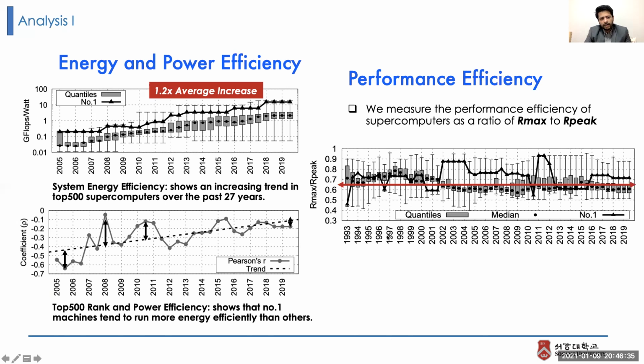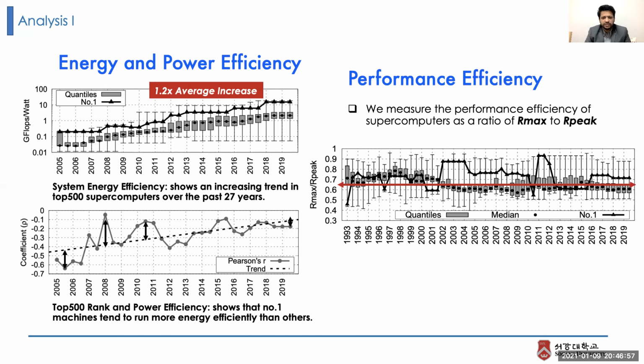Next, I will show the trend in annual performance efficiency of supercomputers. Performance efficiency is defined as the ratio of Rmax to Rpeak, which is basically the performance achieved after running the HPL benchmark, divided by the total theoretical performance of the supercomputer.